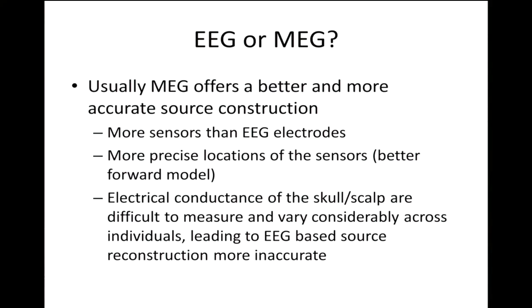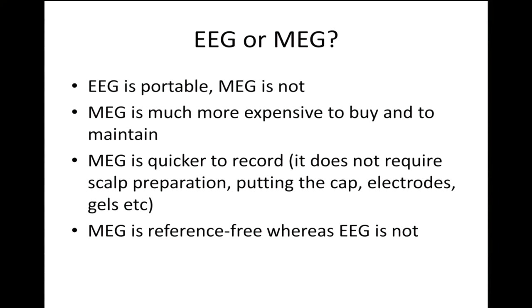We'll cover that a little bit later, not today: how, with certain assumptions, you can also solve the inverse problem and get an estimate of where in the brain the sources are very likely located, which give rise to the distribution of either the electrical potentials or the magnetic field that you're picking up. And MEG provides a slightly better inverse model as well as forward model, which means it offers a slightly more accurate source reconstruction.